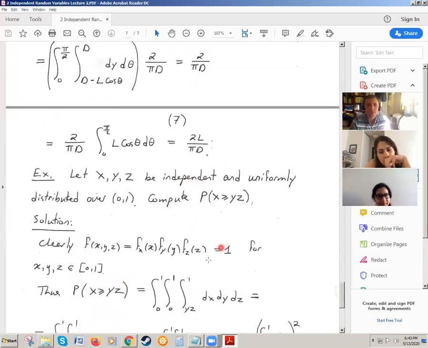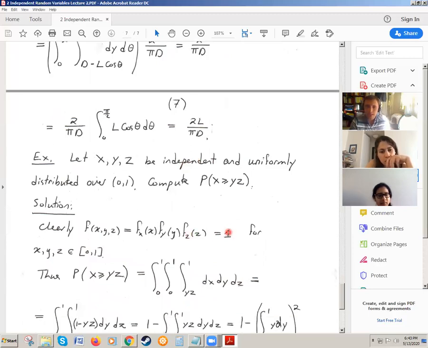So again, how do you solve this? Very simply, if they are independent and each of them is between 0 and 1, then the density function is the product of the density functions. And the product of them obviously equals 1, because the density for x is 1, the density for y is 1, the density for z is 1. So we're integrating over x, y, z in 0, 1. Z is between 0 and 1. Y can be anything between 0 and 1. But x has to be bigger than yz and less than 1. So we just integrate this expression.